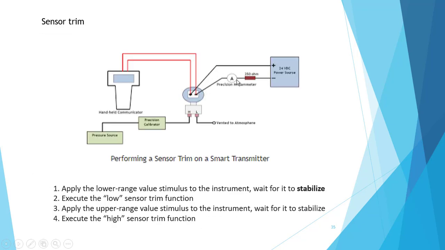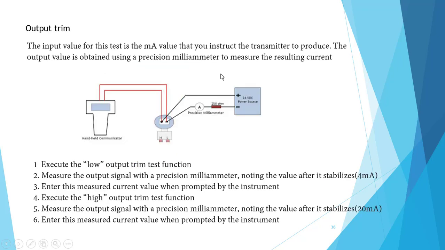Here you should always make sure this is 4 mA, 12 mA, 20 mA. You make sure here it's always okay. It's 4 mA in here. Then enter this measured current value when prompted by the instrumentation.